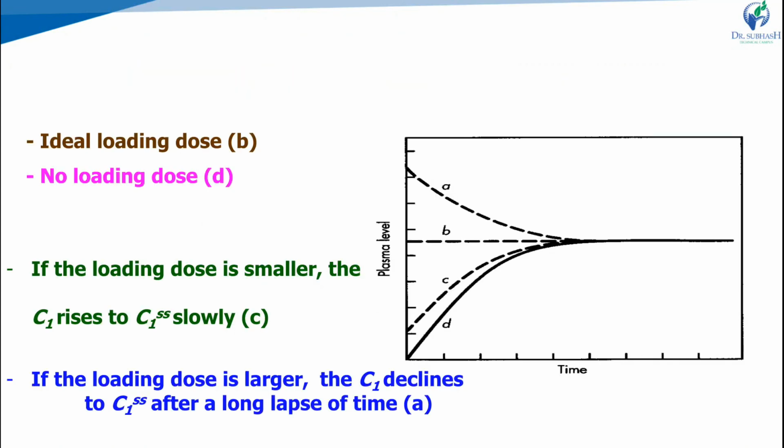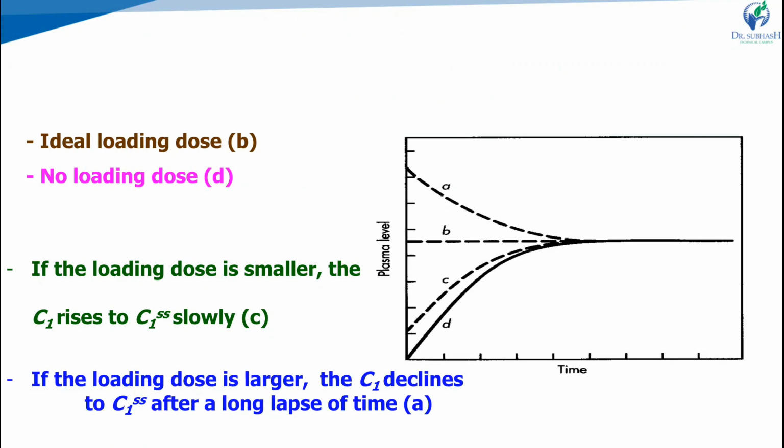Here in the figure we have to see that D represents no loading dose, and B is the ideal loading dose, but it is difficult to achieve the ideal straight line for the loading dose. C represents a loading dose similar to the D point or below that.